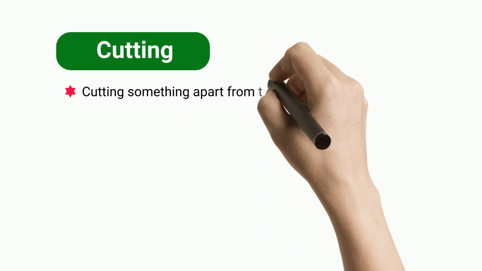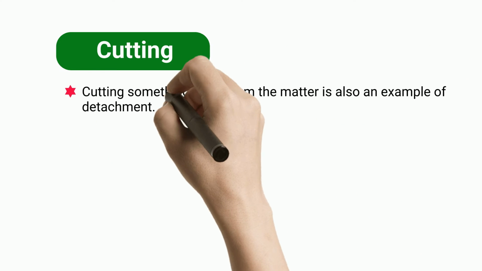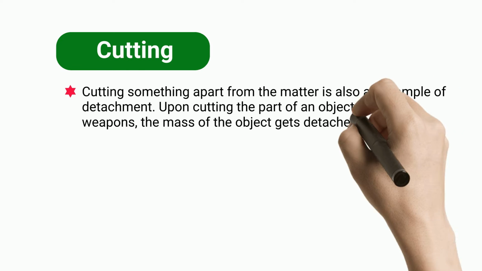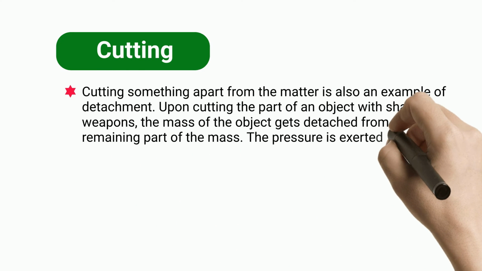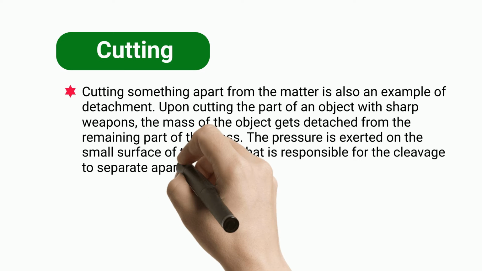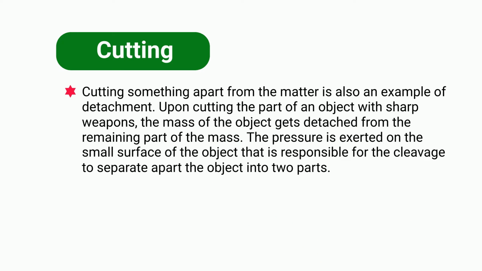Cutting. Cutting something apart from the matter is also an example of detachment. Upon cutting a part of an object with sharp weapons, the mass of the object gets detached from the remaining part of the mass. The pressure is exerted on a small surface of the object that is responsible for the cleavage to separate the object into two parts.